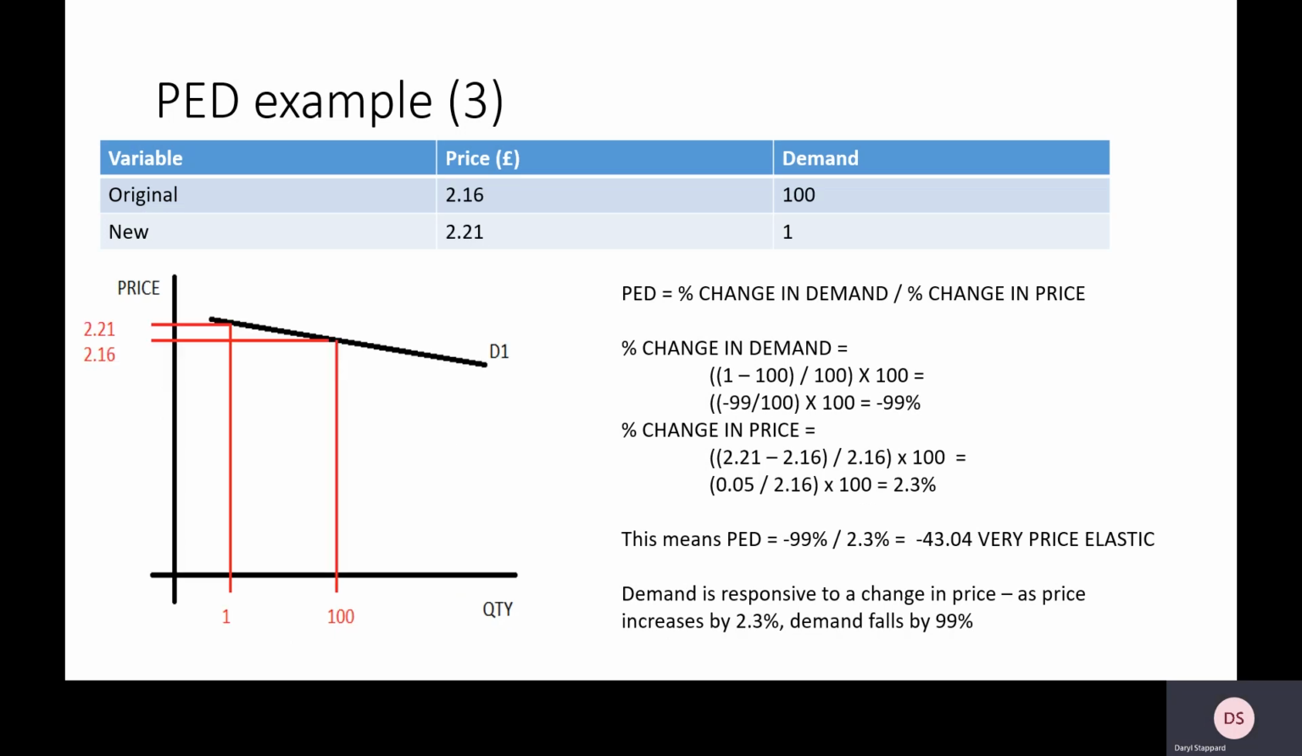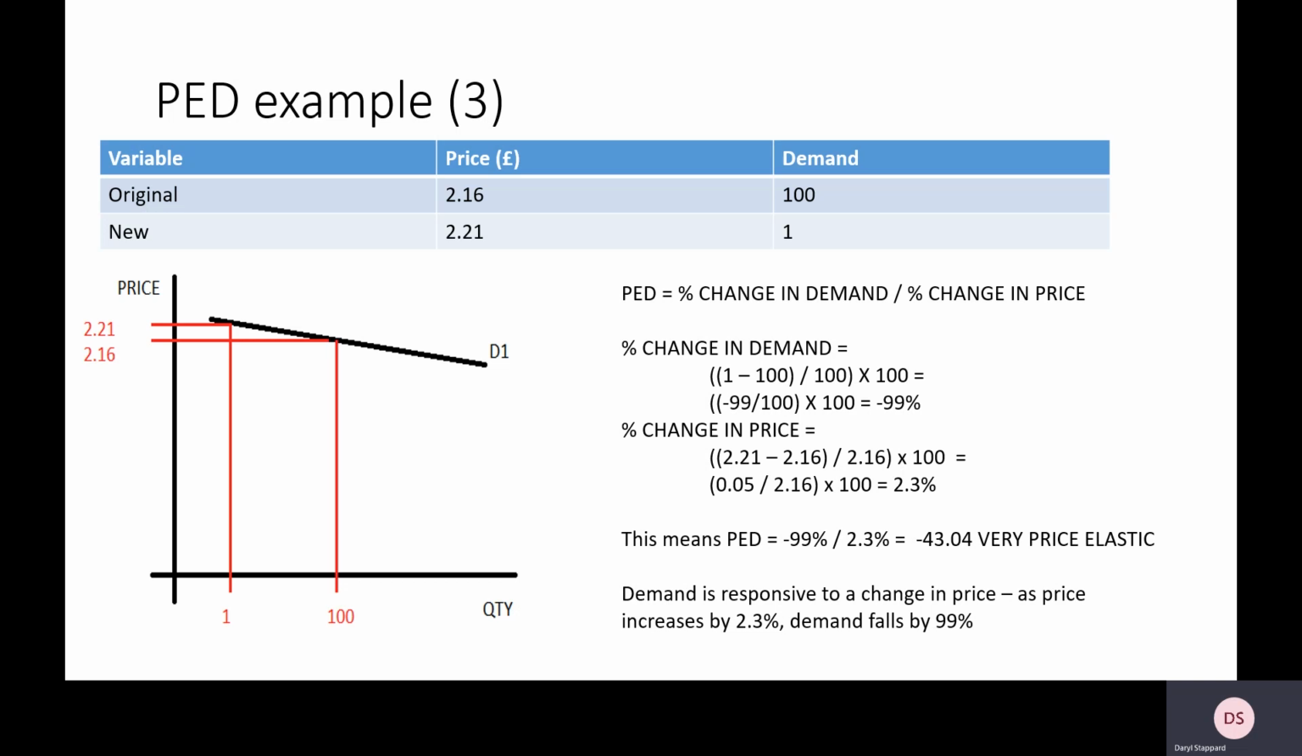Right, another scenario. So look at scenario 3 that we've got now. In scenario 3, again, you can hopefully see that we've got a very, very elastic demand curve. What we've done now, we've increased the price from £2.16 to £2.21. Demand falls from 100 down to 1 when we increase the price by that small amount of money.